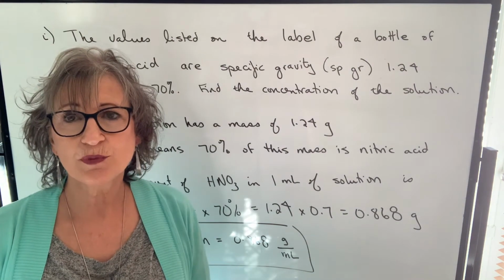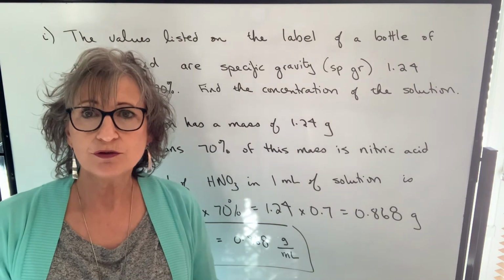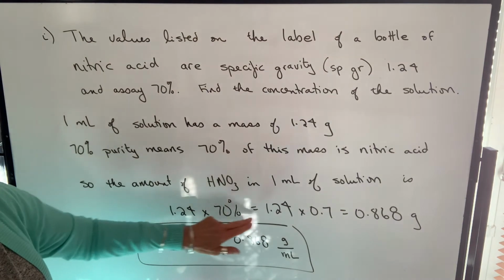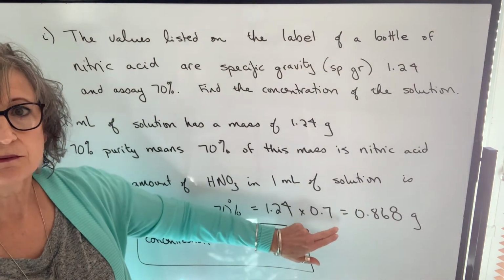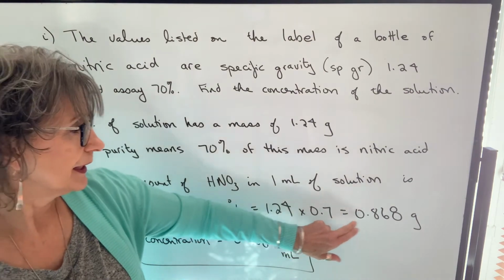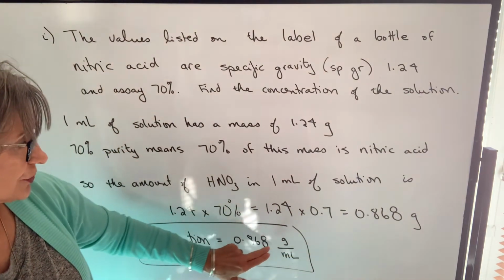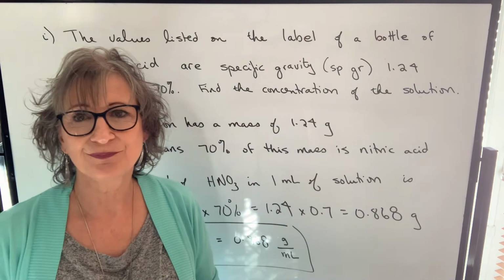So when you have those two pieces of information, you can use them in this manner. Take your specific gravity, multiply by your percent after changing the percent to a decimal, and that will give you your concentration in grams per milliliter.